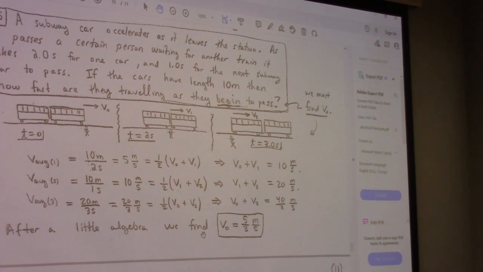And we're assuming constant acceleration here. Yeah, this is assuming constant acceleration, right? Fair enough. If we didn't know that, I don't think you could solve the problem.